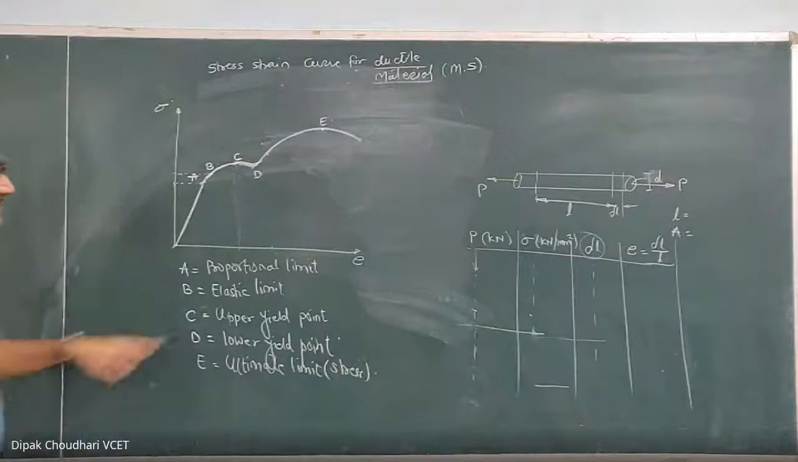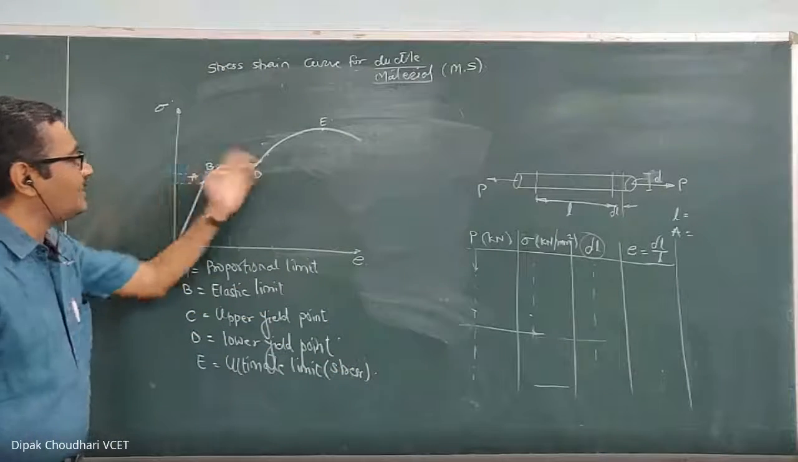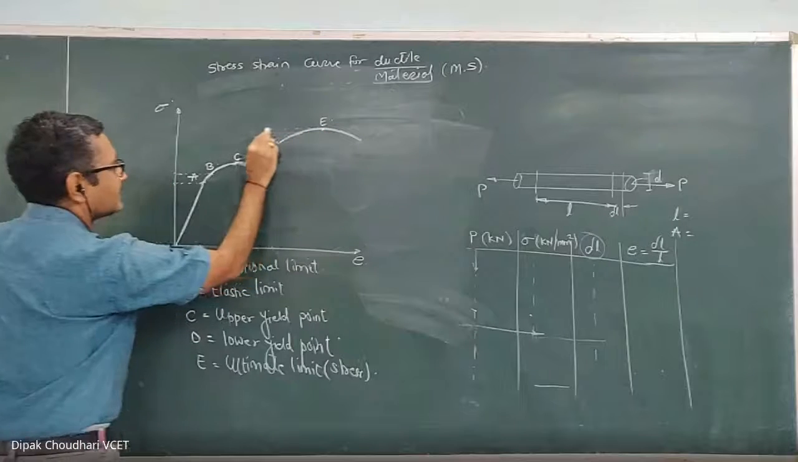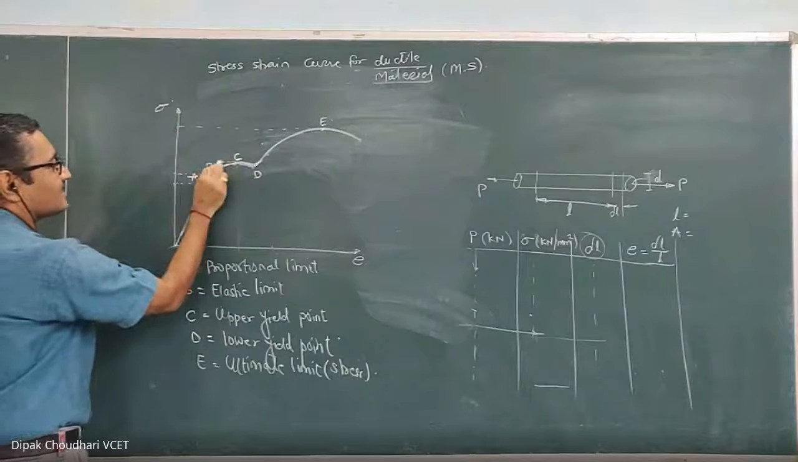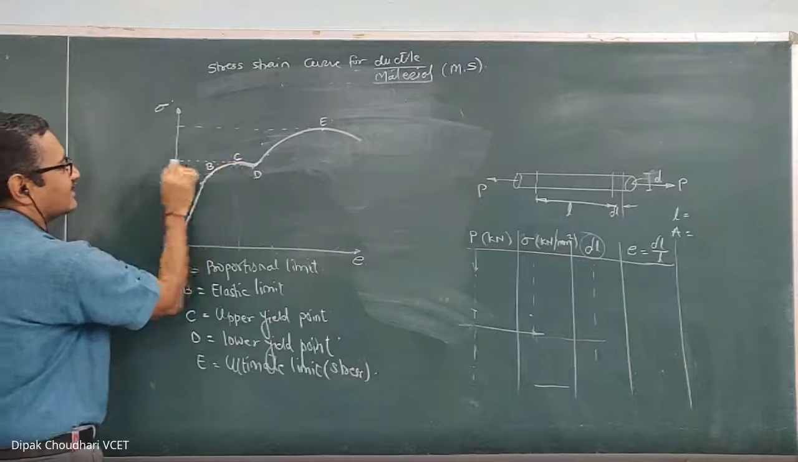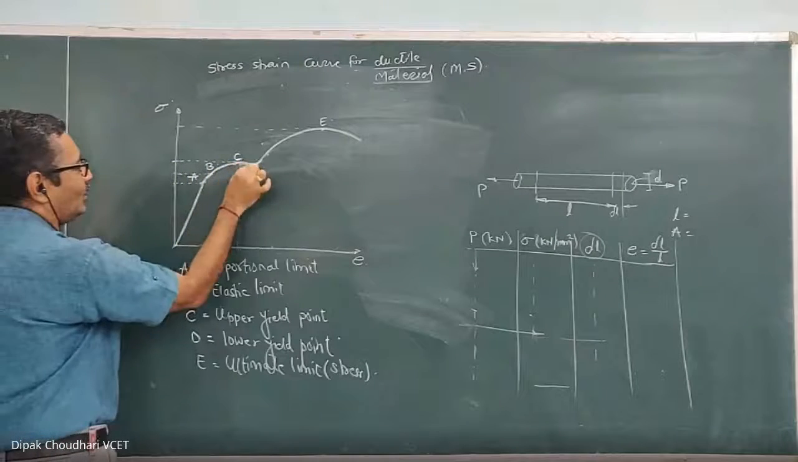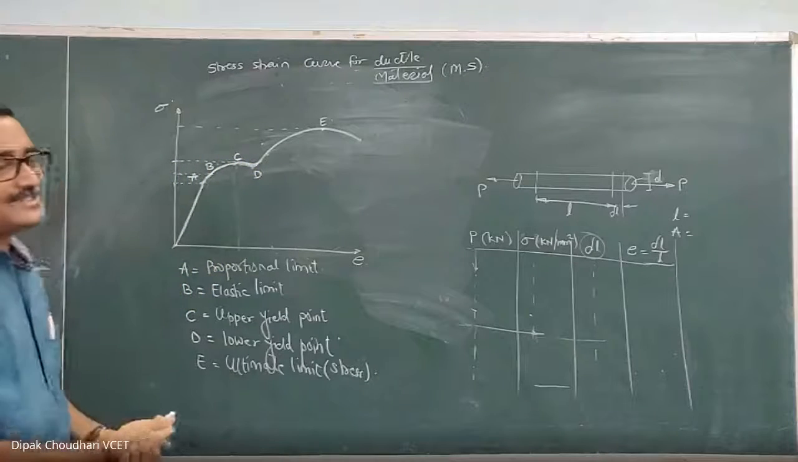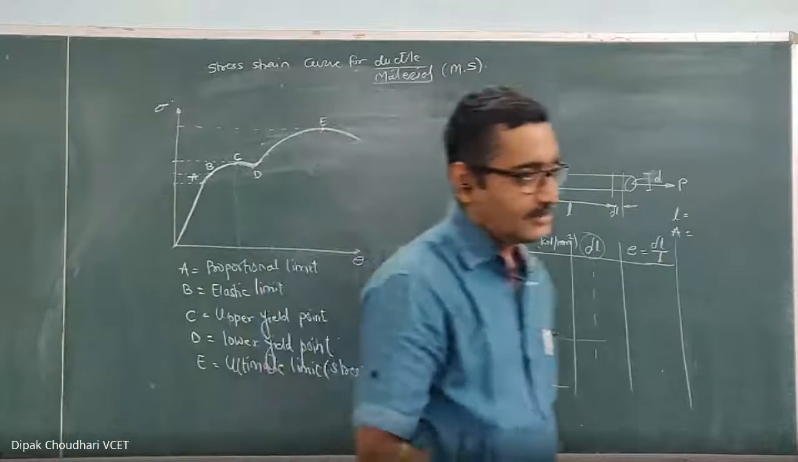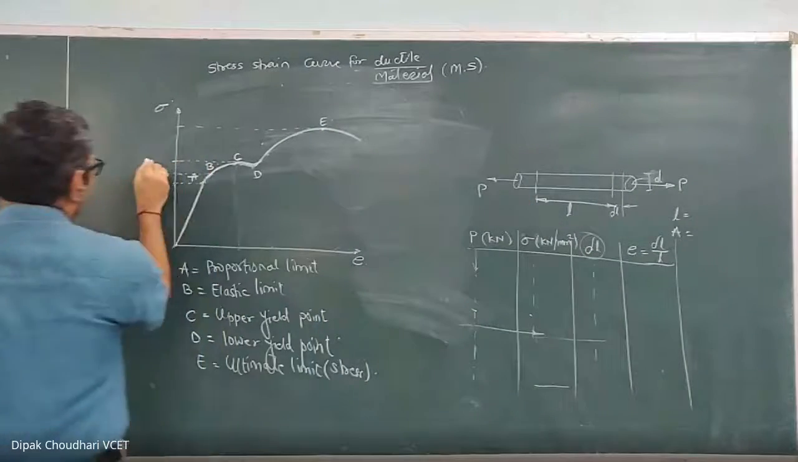Okay, here this limit means nothing but the corresponding value of the stress. So this is the ultimate stress, this is the yield stress. This is the upper yield point, lower yield point, and upper yield point. Consider this as the yield stress here.